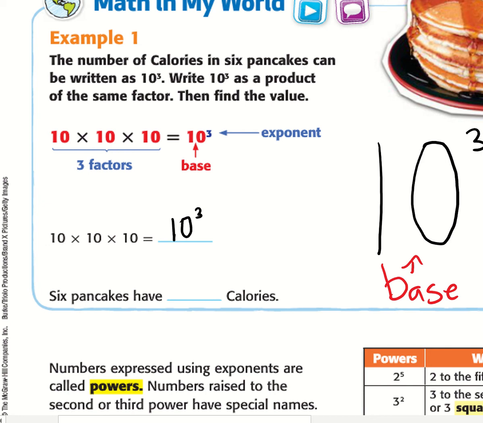So 6 pancakes has 10 to the third power. By the way, 10 to the third power, 10 times 10 times 10, also equals 1,000, so it has 1,000 calories.